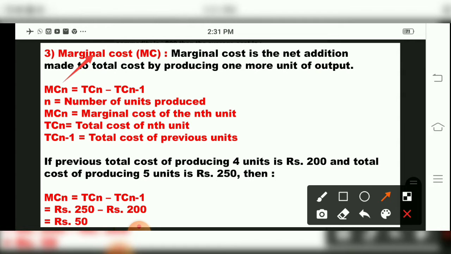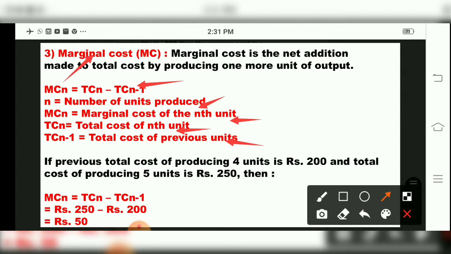So the formula for marginal cost is MCn is equal to TCn minus TCn minus 1. So n is what? Number of units produced. MCn is marginal cost of the nth unit. TCn is the total cost of nth unit, and TCn minus 1 is total cost of previous units.